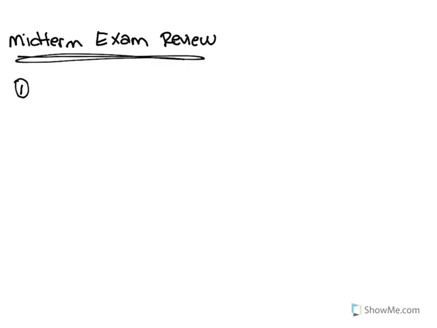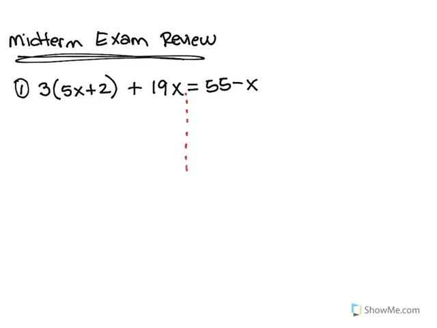we have the basics like an equation. 3 times 5x plus 2 plus 19x equals 55 minus x. So very first thing we're going to do is distributive property. We're going to distribute the 3, and that's going to give us 15x plus 6 plus 19x equals 55 minus x. Next, we're going to combine like terms.